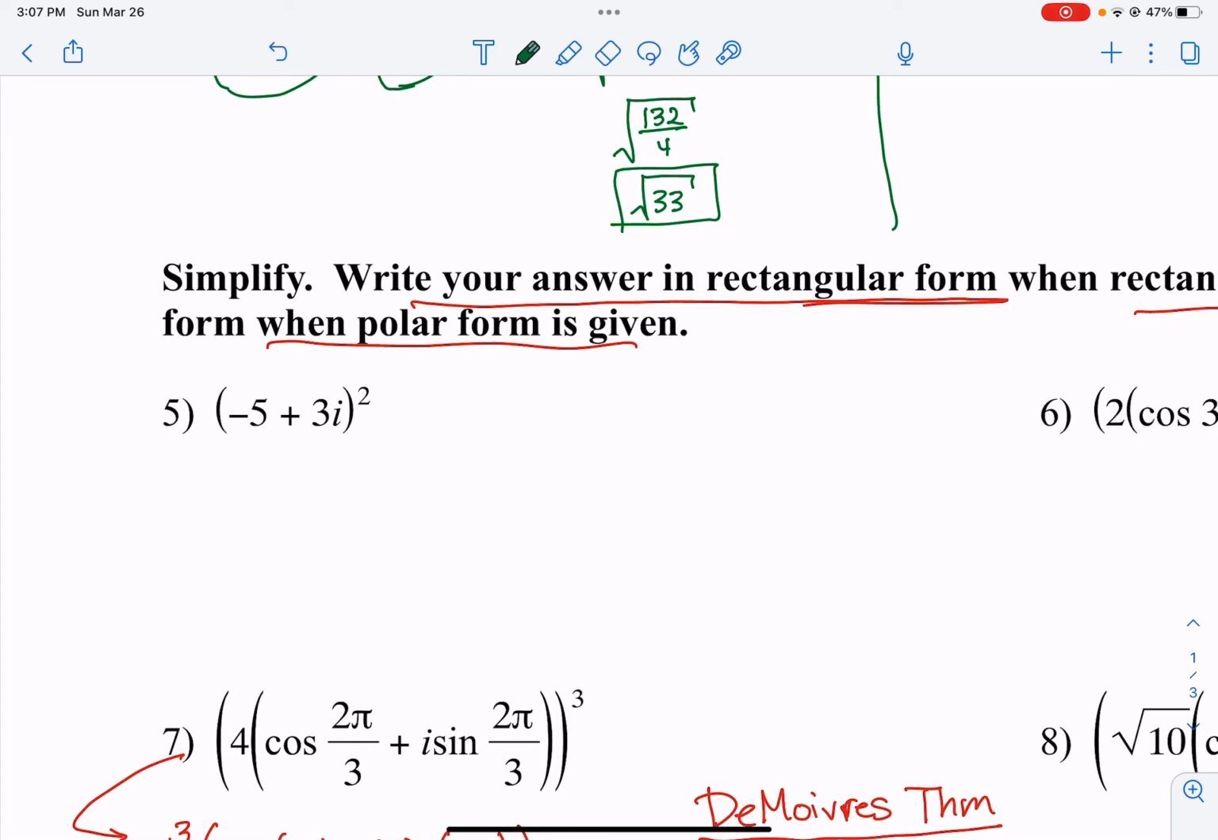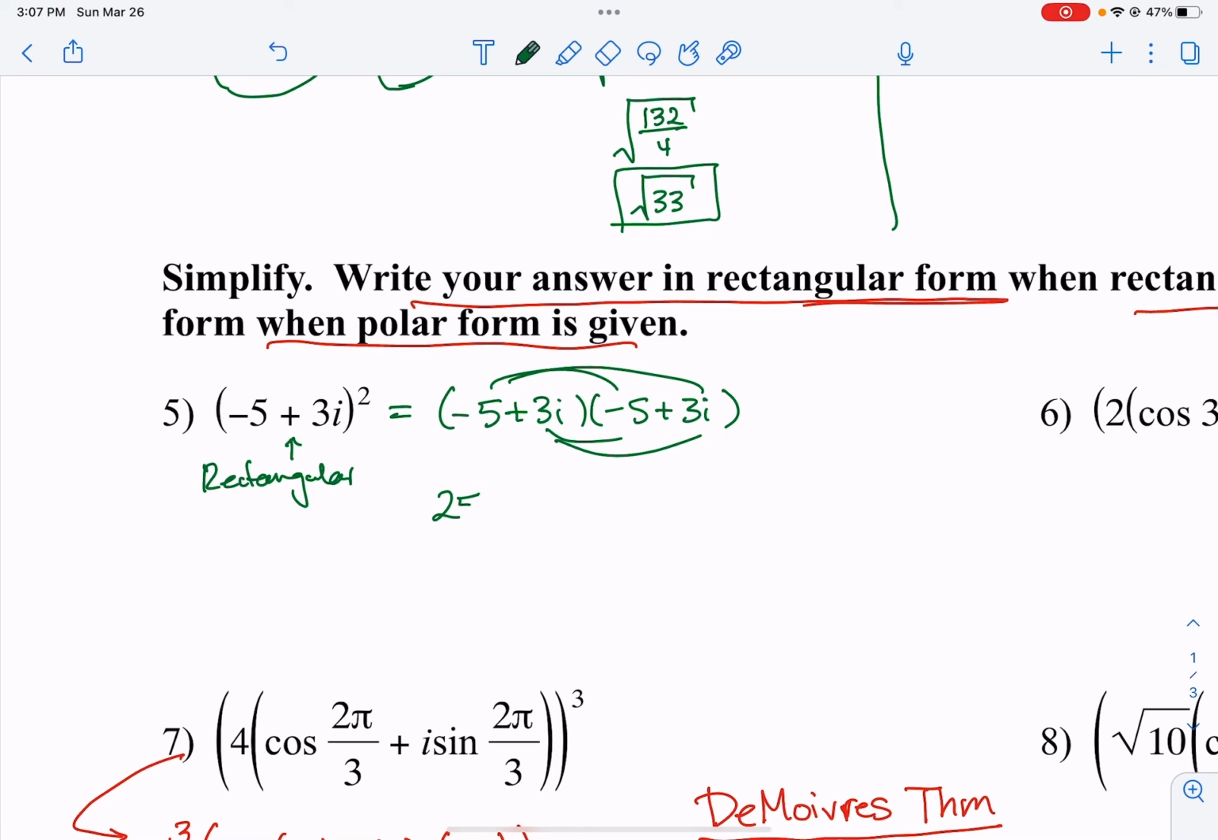Now we have a rectangular form complex number raised to a power. So what do we do about that? Well, if the power is small enough, we literally just multiply it out, right? So we literally just rewrite it. So instead of having to the power 2, we just have 2 of them multiplied out. And then we literally just multiply it all out. That's all we do. So we get 25 minus 15i minus another 15i, and then plus 9i squared.